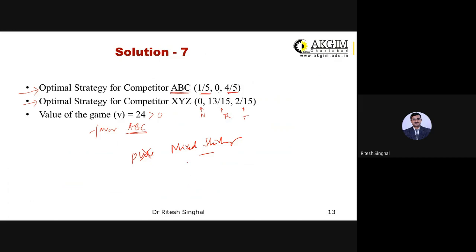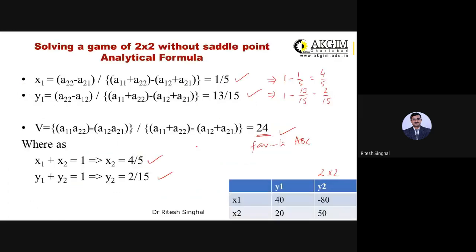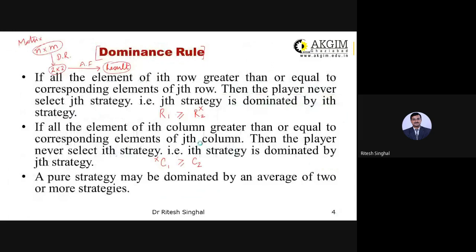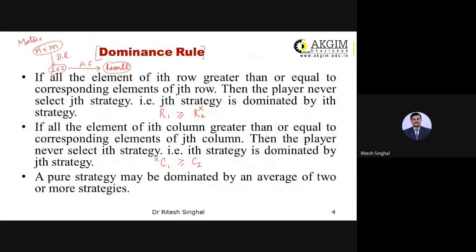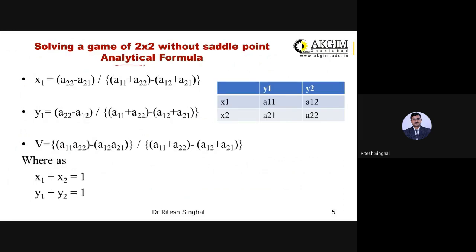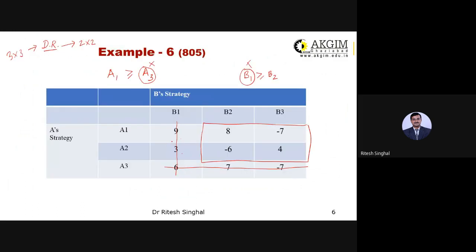Okay, students, I think you understand this, and let's summarize what we discussed today. We discussed the 2 types of game, that is pure and mixed strategy. We focused on mixed strategy today. We use the dominance rule. The dominance rule is used to reduce a matrix of any order into 2 by 2. And then further, we can use the analytical formula to solve the game. And here we discussed 2 different examples which do not have a saddle point.